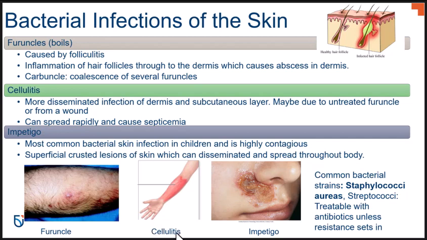And actually, I had forgotten that I had a picture of cellulitis here to show its disseminated presence, whereas the furuncle here is more localized. The impetigo is localized here, but it can become disseminated as it spreads throughout.